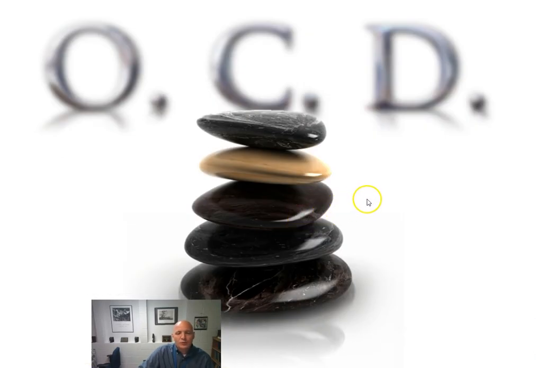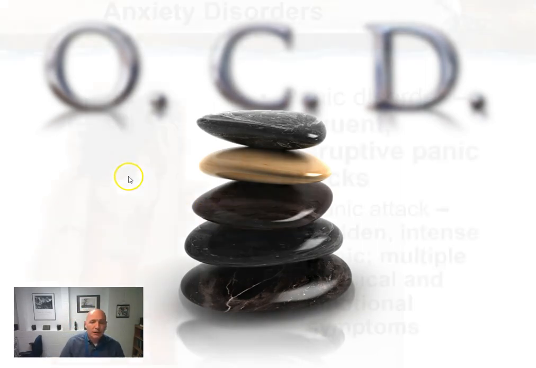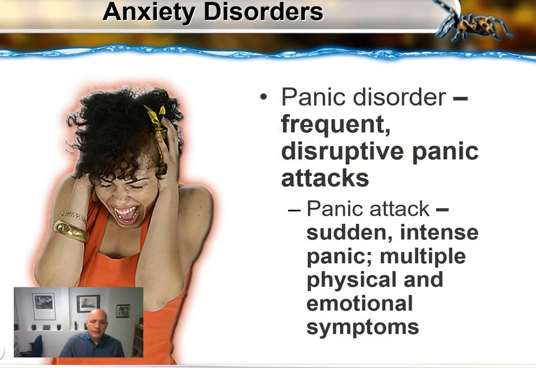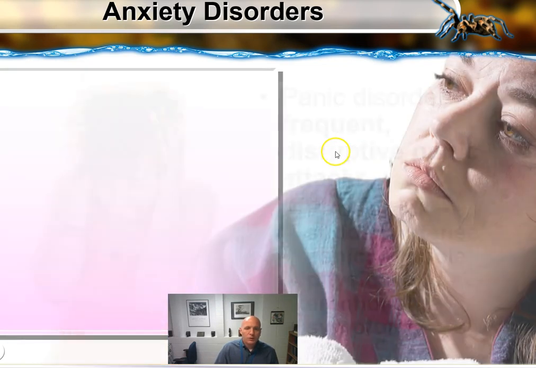But obsessive compulsive disorder is a related disorder to specific phobias and phobias in general, because it is an anxiety disorder. It involves obsessions, which are thoughts, and compulsions, which are actions. So again, commonly this is germs, but it could be obsession about anything. So also a cousin of this would be panic disorder that involves panic attacks. Sudden, intense panic involving multiple physical and emotional symptoms.